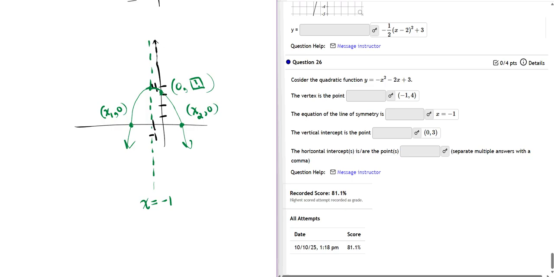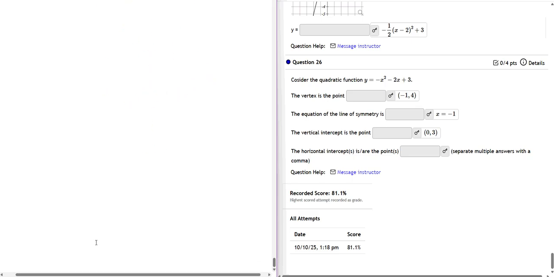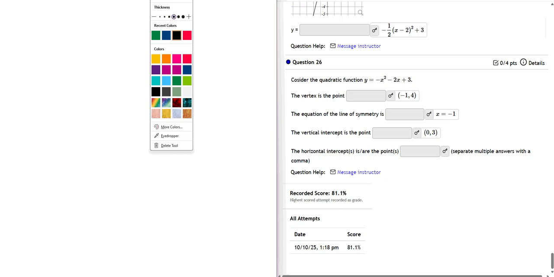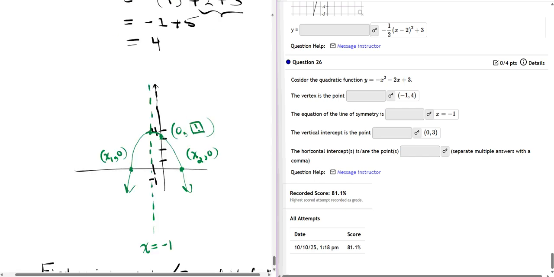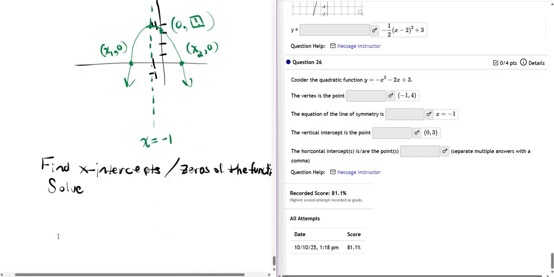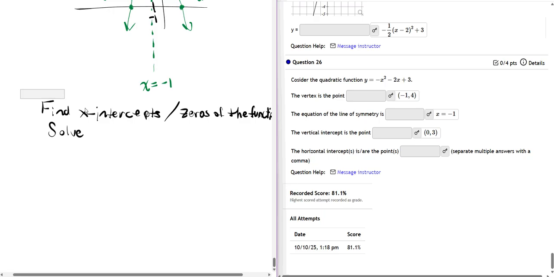So then what I need to do is take my function that was given to me and replace y with 0 and solve for x. So solving to find x-intercepts is the same thing as finding the zeros of the function. Keep going over this over and over. In other words, when your y value is 0, what are the x values?